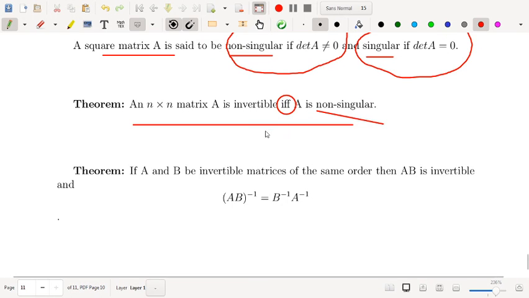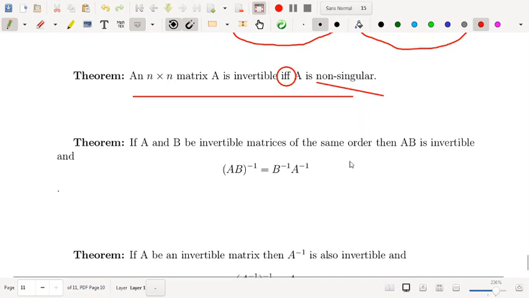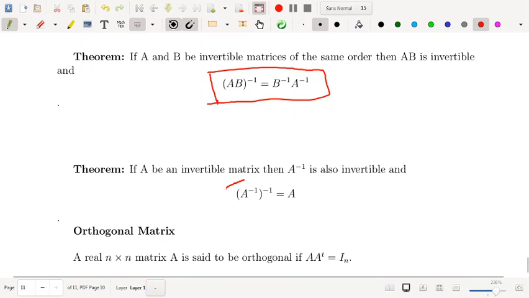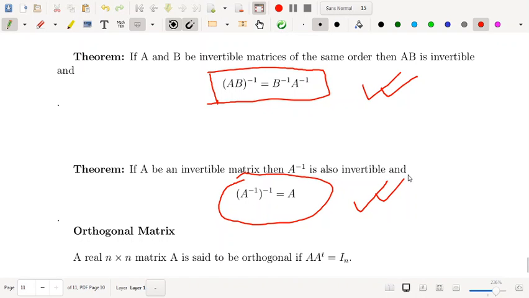Clear? And there is also an important theorem. The inverse of the product of two invertible matrices is given by B inverse A inverse. And the inverse of the inverse matrix is A. This you can verify in problems also. Take any matrix whose inverse exists, and you can easily verify that.